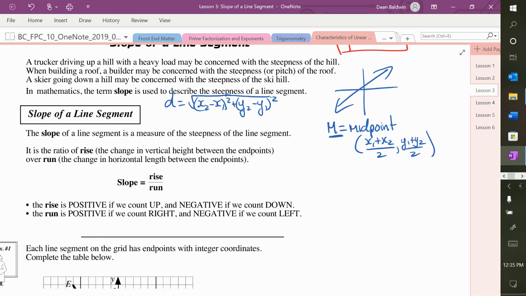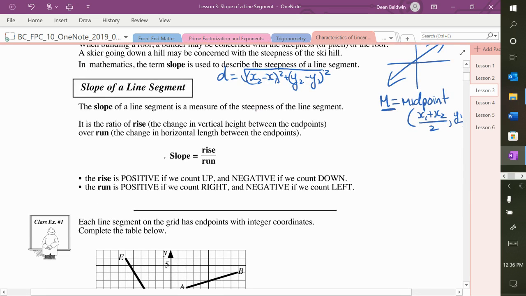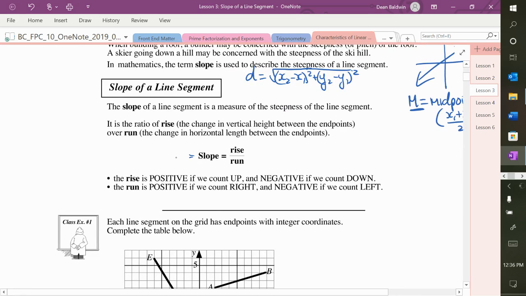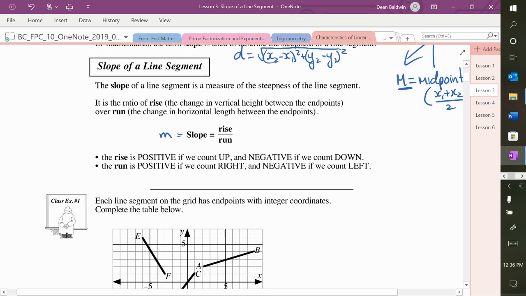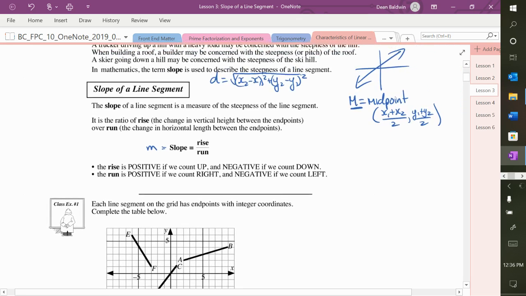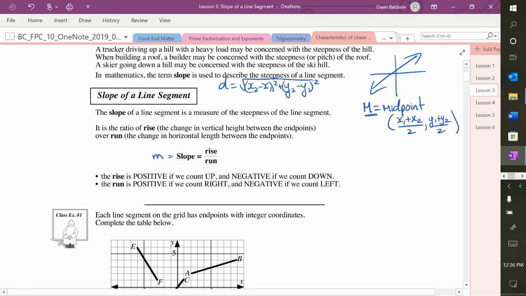Well, today you find out that lowercase m is slope. Capital M is midpoint, lowercase m represents the slope. So what is the slope of a line segment? Has anybody ever heard that word before in terms of math around lines? It's a measure of the steepness of the line. That's all it is. How steep is the line?